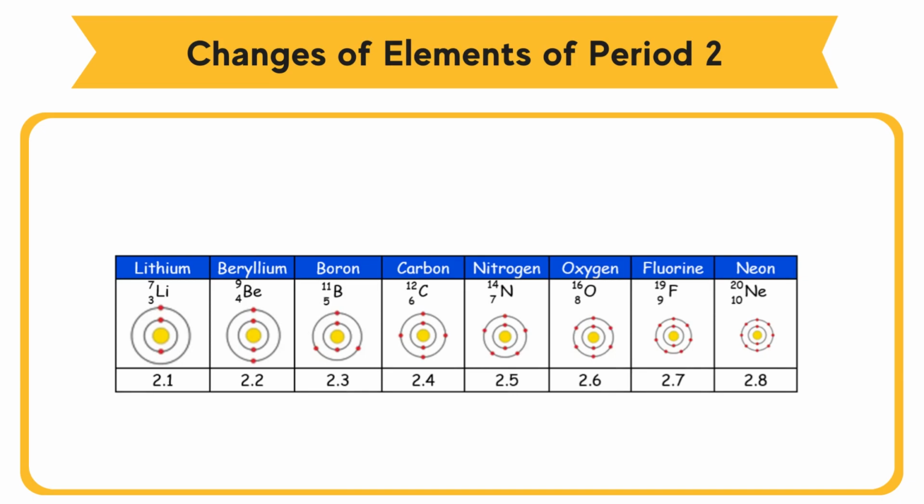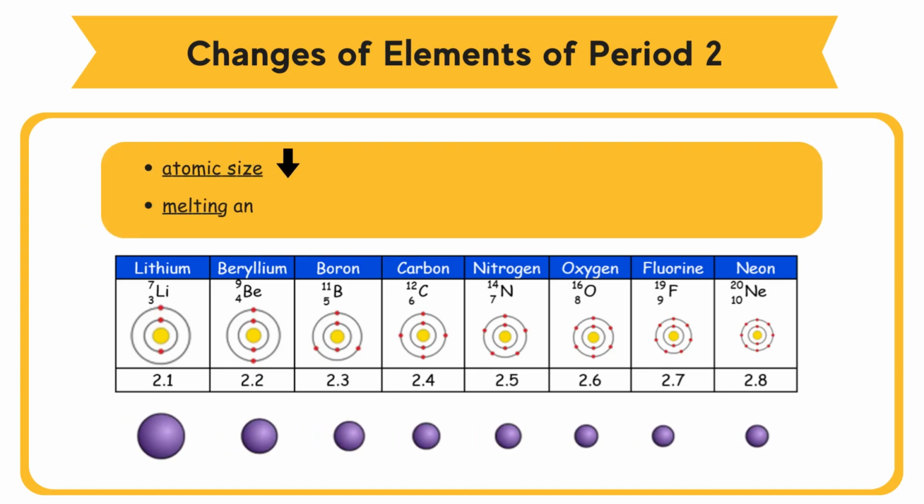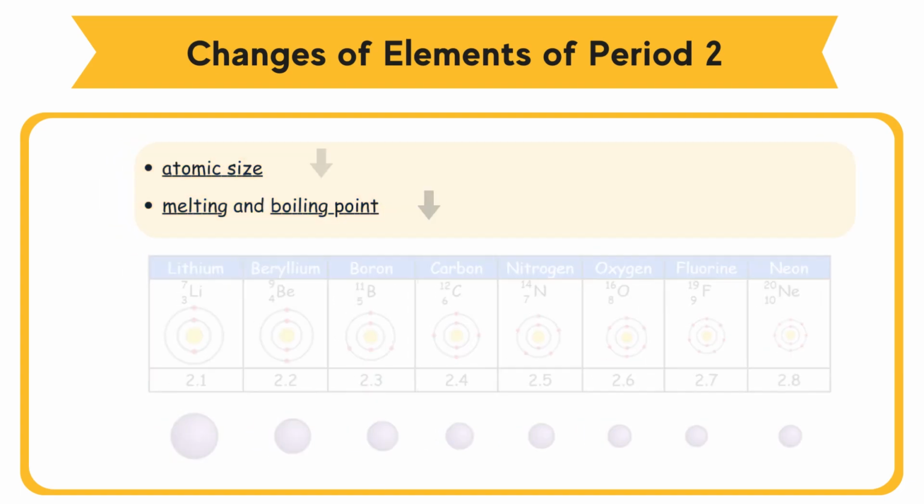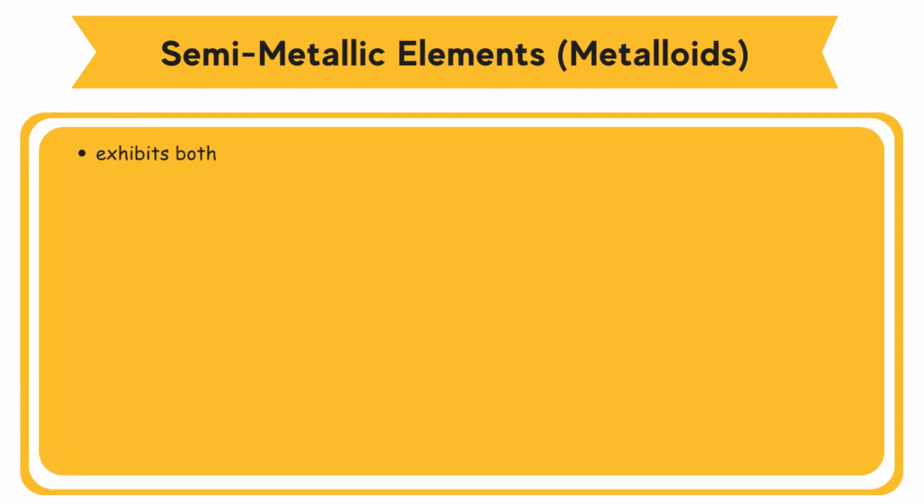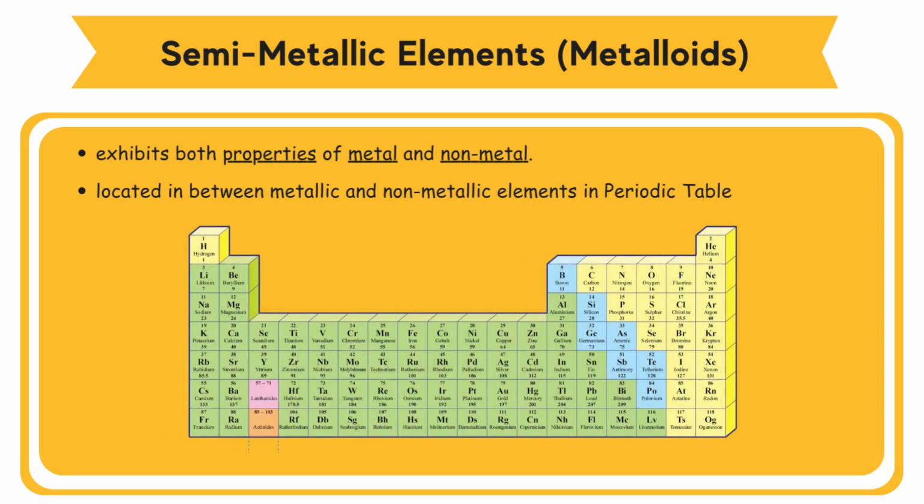Moving across Period 2, from lithium to neon, the physical state changes from solid to gas, atomic size decreases, and melting and boiling point decreases. Uses of semi-metallic elements, metalloids. A semi-metallic element is an element that exhibits both properties of metal and nonmetal. Semi-metallic elements are located in between metallic and nonmetallic elements in the periodic table of elements.